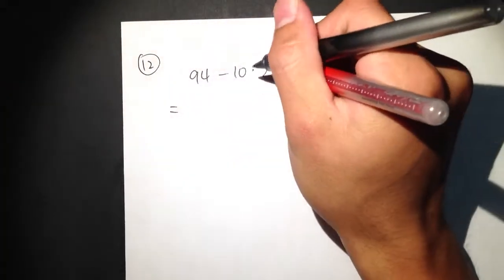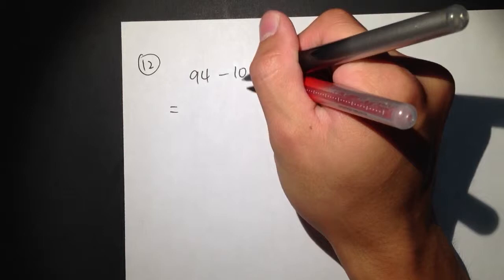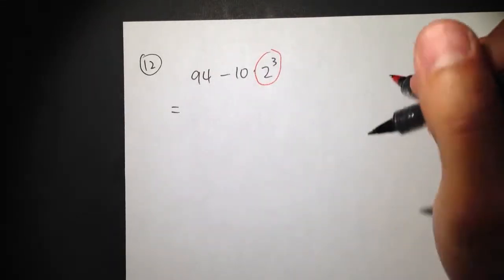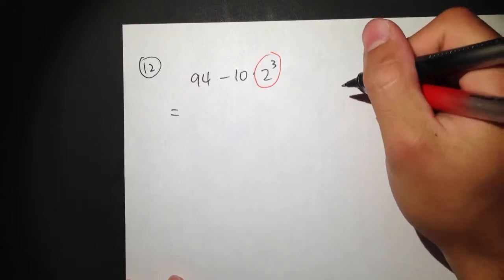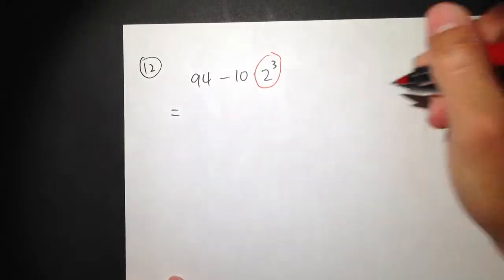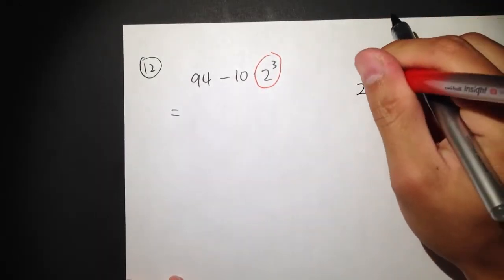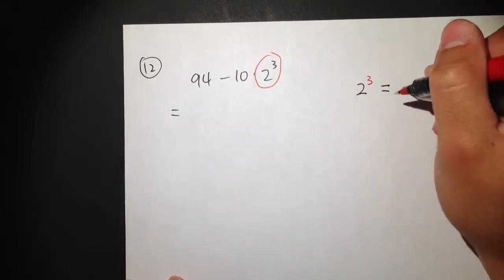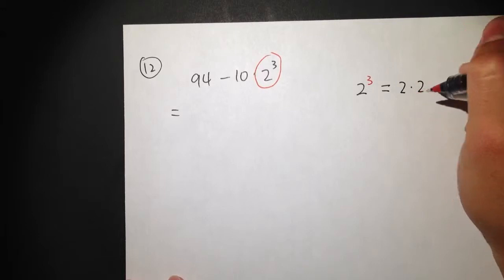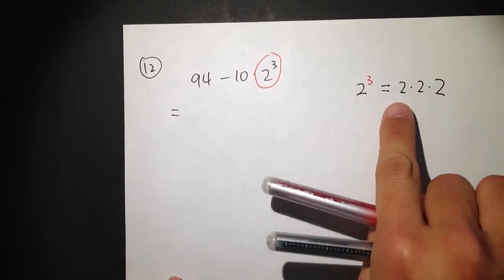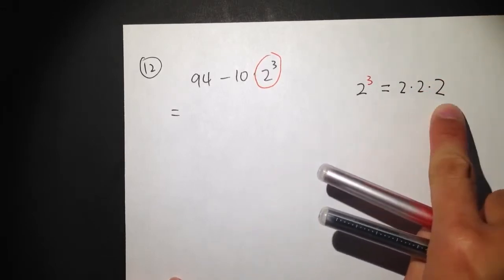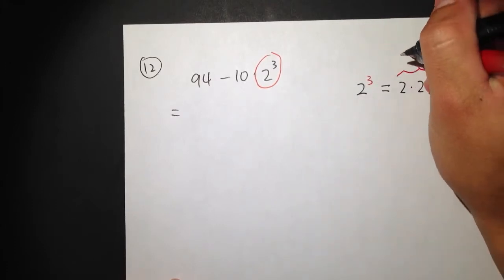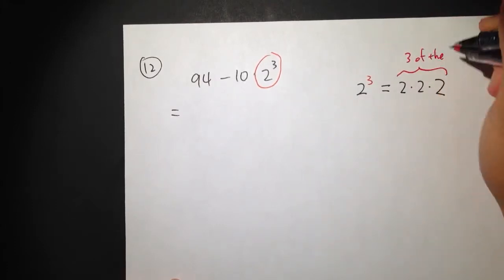So first, I need to ask myself, what's 2 to the third power? I need to figure out what that is, so let me write this down on the side. 2 to the third power. To figure this out, this means I need to write down 2 three times. I need to write down 3 of the 2's, and then I'm going to multiply them. This 3 right here means 3 of the 2's.